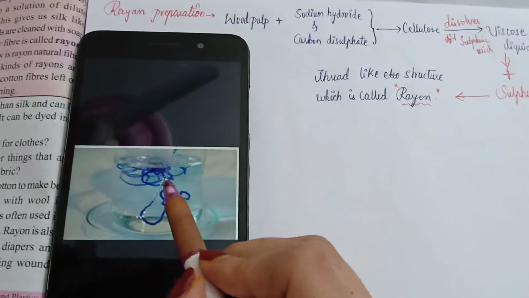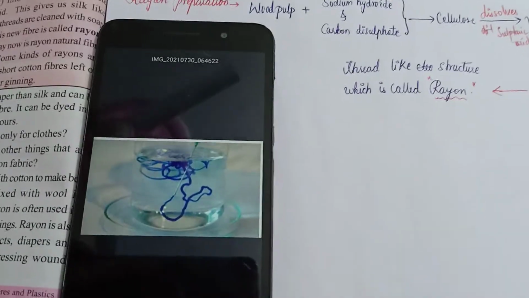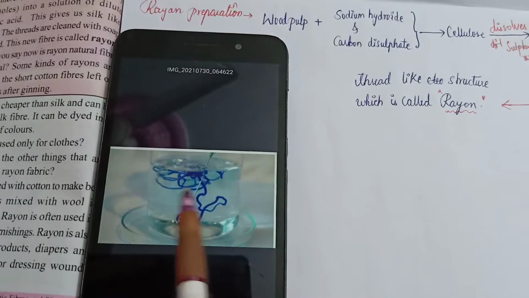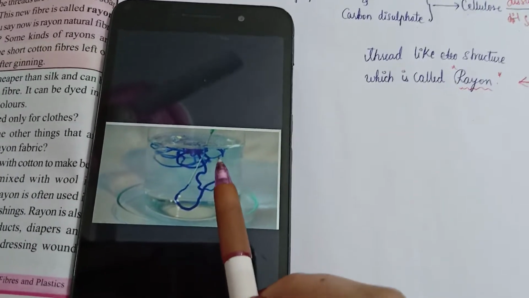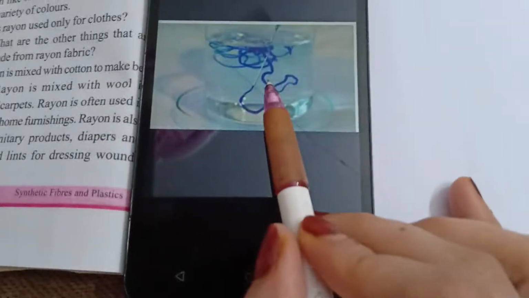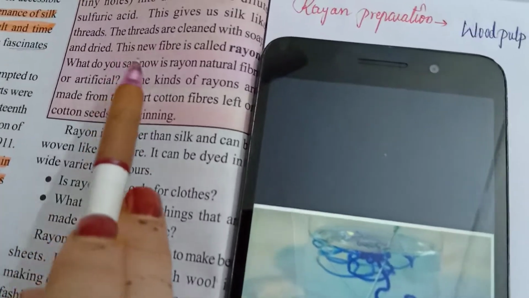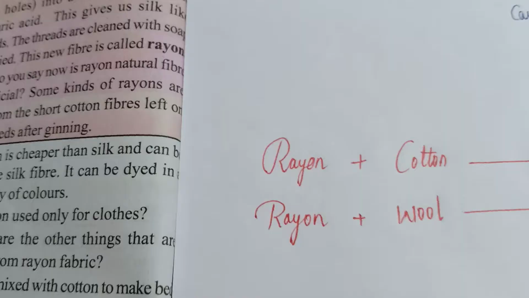So it is being put into the sulfuric acid solution. It creates a thread-like structure. As you can see here, it creates a thread-like structure which is called rayon, and this blue colored structure later turns white. After turning white, we have to clean this thread with soaps and dry it, and this forms a new fabric, that is rayon. So this is our preparation of rayon.